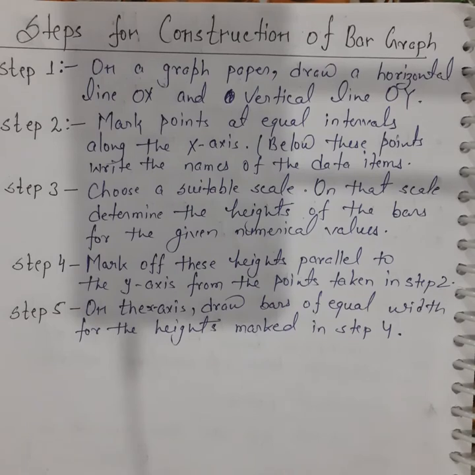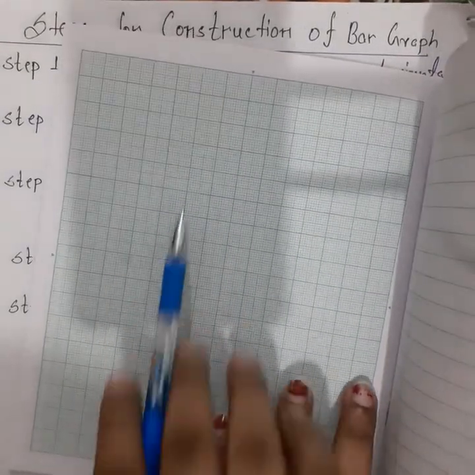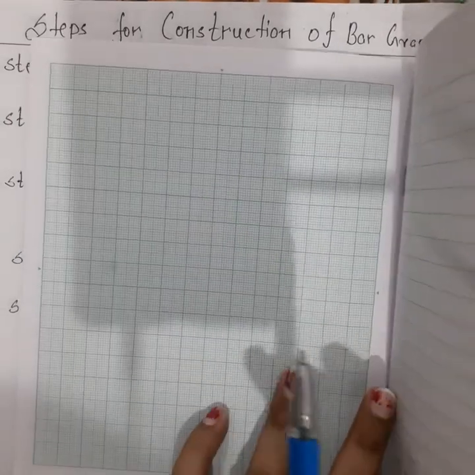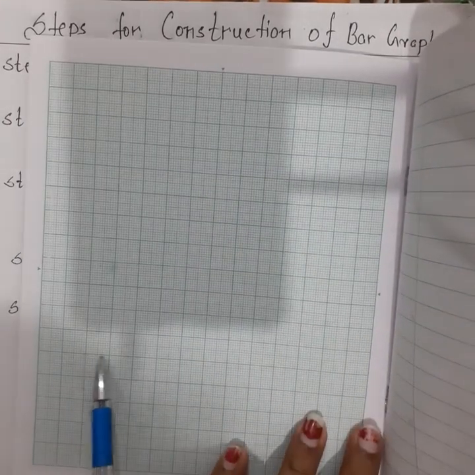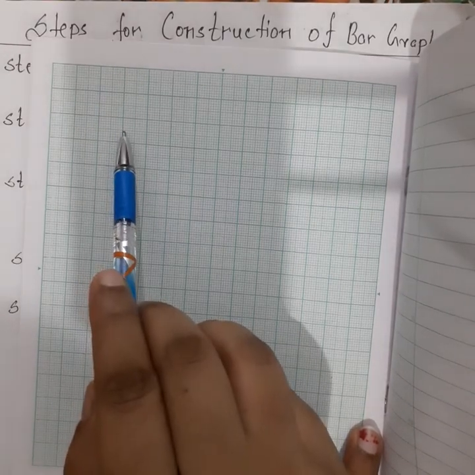What is graph paper? Have you ever seen graph paper? Yes, this is the graph paper. Okay. In the first step, first you have to draw a horizontal line OX and a vertical line OY. Okay.